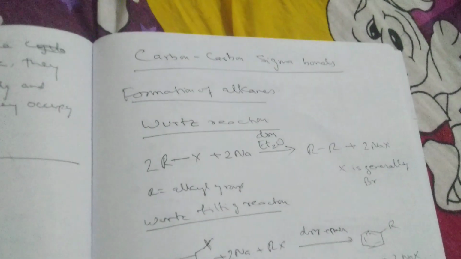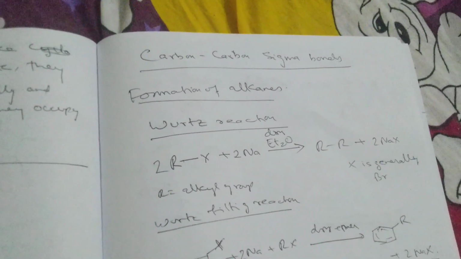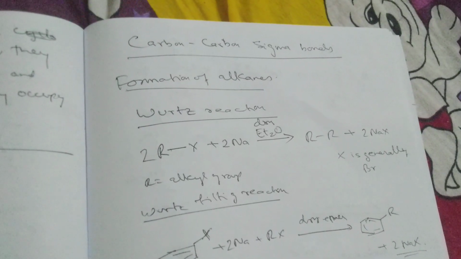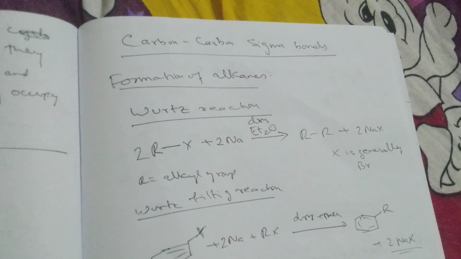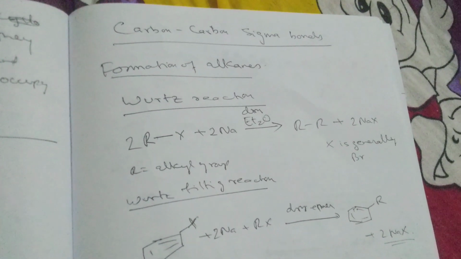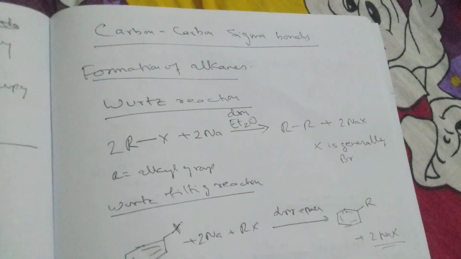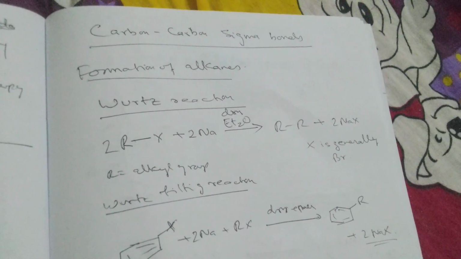Next we'll go to a completely new topic, that is unit 3, okay. So in unit 3, we are going to talk about elimination reactions, carbon-carbon sigma bond, carbon-carbon pi bond. I'm starting with the carbon-carbon sigma bond. So first is formation of alkanes.